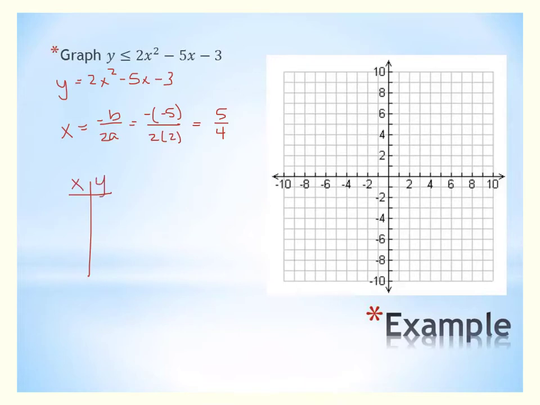in my table I would start at 5/4, and then I'm going to put 5/4 back into my equation, and so I'm going to do 2 times 5/4 squared minus 5 times 5/4 minus 3. I'm going to get negative 6 1/8. So when I graph that, I'm going to go over 1 1/4 and down 6 1/8, something around there.